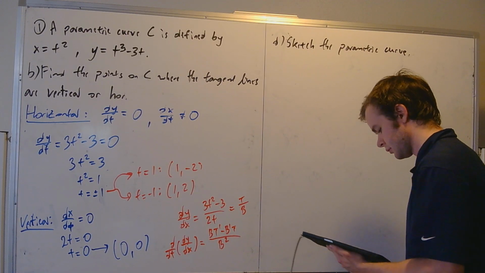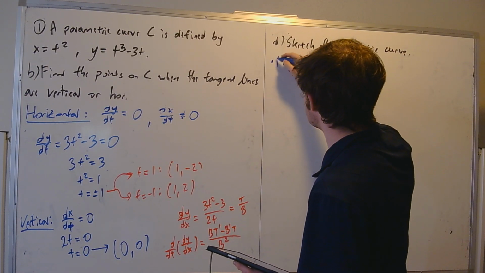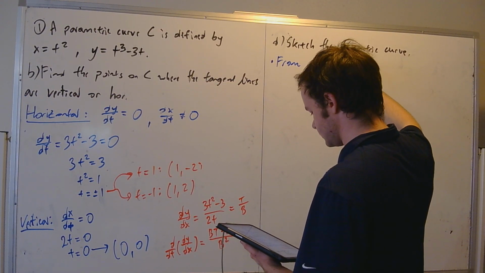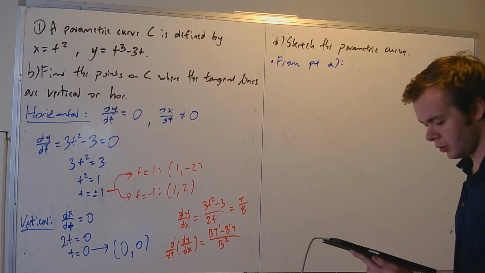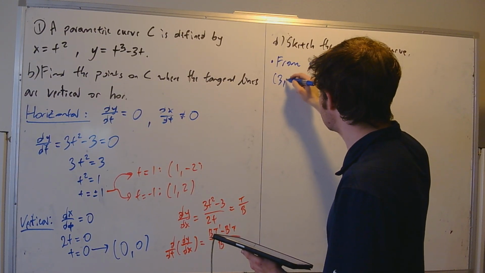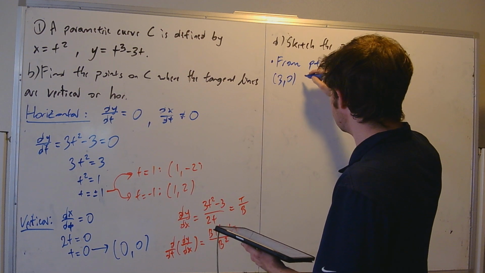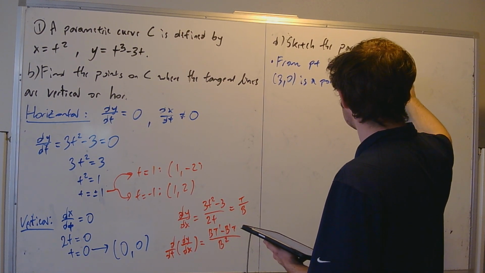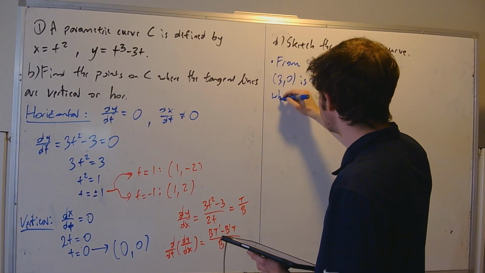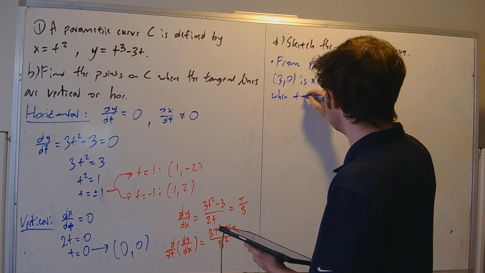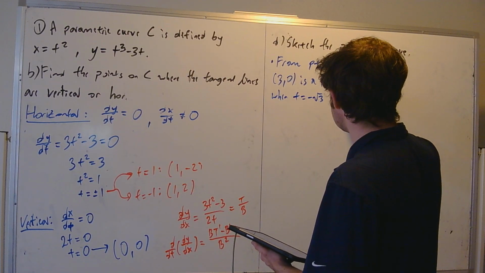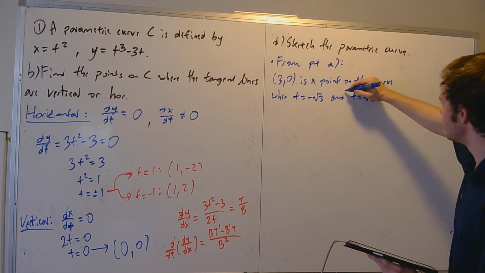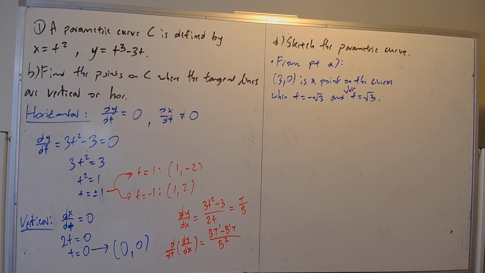So from part A, remember we said that (3, 0) is a point on the curve when t equals negative root 3 and when t equals root 3.